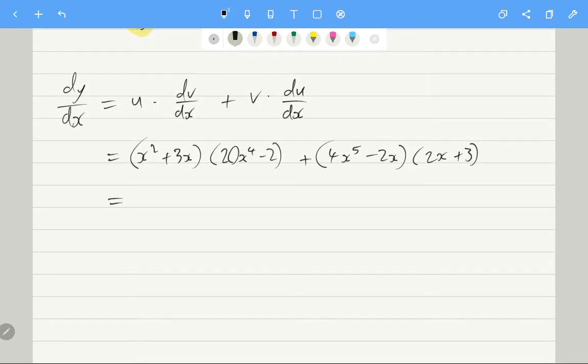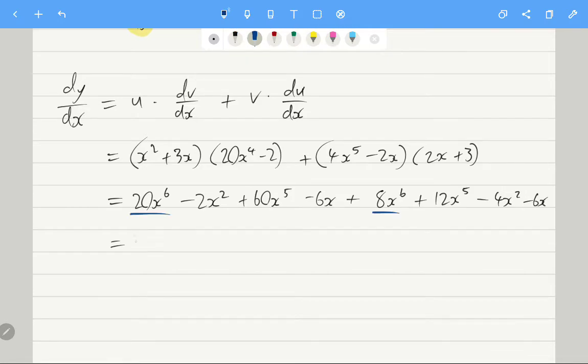So we've got x squared times 20x to the 4 is going to be 20x to the 6. x squared times minus 2 is minus 2x squared. 3x times 20x to the 4 is 60x to the 5. And 3x times minus 2 is minus 6x. Plus, let's expand the next set of brackets. 4x to the 5 times 2x is 8x to the 6. 4x to the 5 times 3 is going to be 12x to the 5. Minus 2x times 2x is minus 4x squared. And minus 2x times 3 is minus 6x.